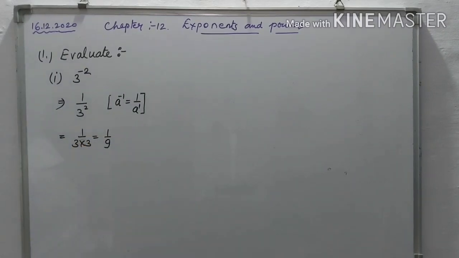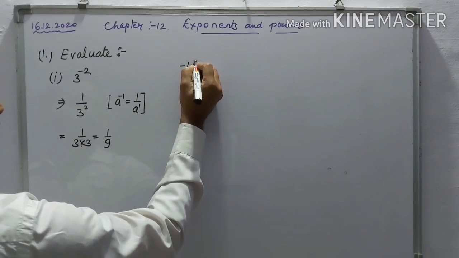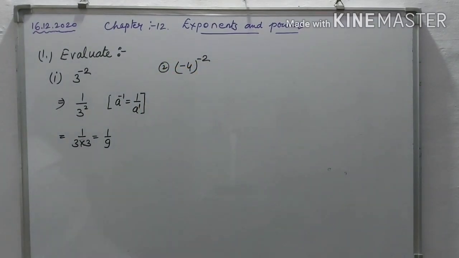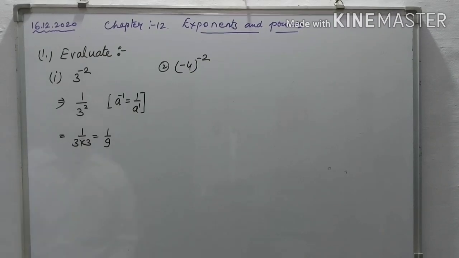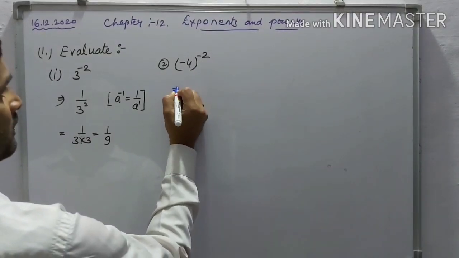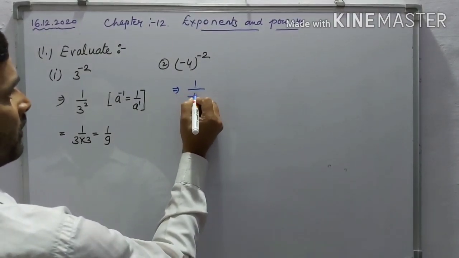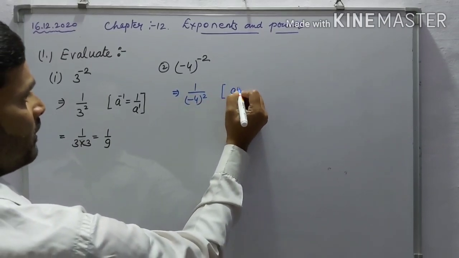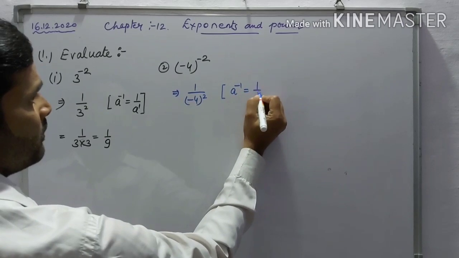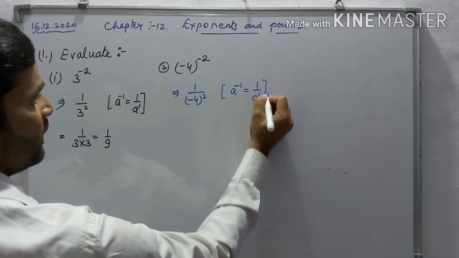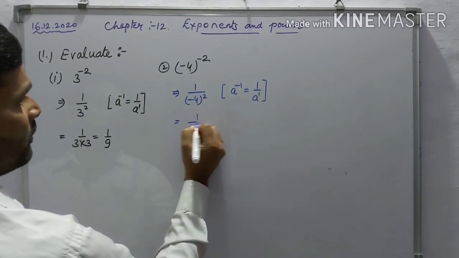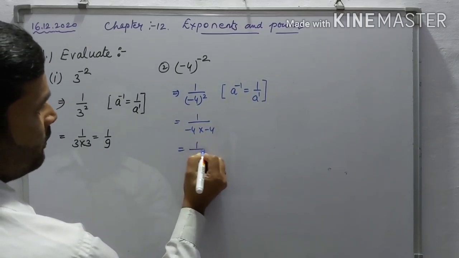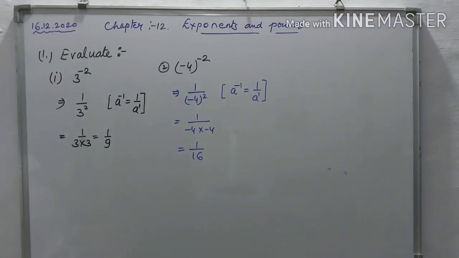Okay. Now second is minus 4 power of minus 2. So you write 1 upon minus 4 power of 2. Why? Because a power minus 1 is equal to 1 upon a power 1. And 1 upon minus 4 into minus 4 is equal to 1 upon 16.